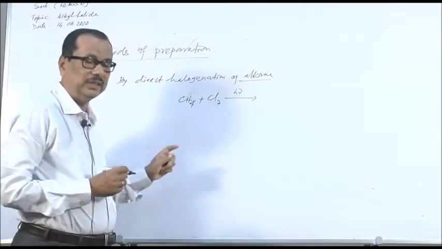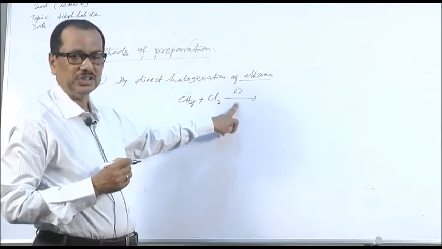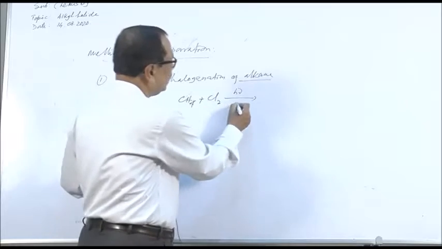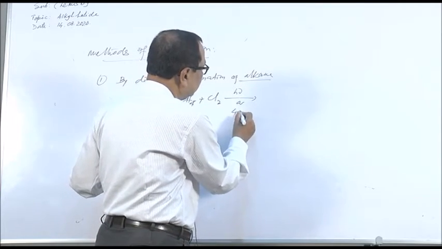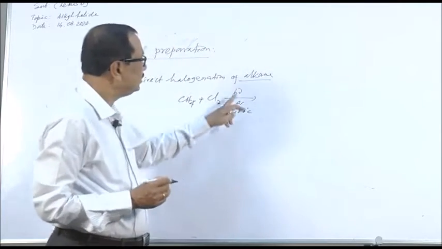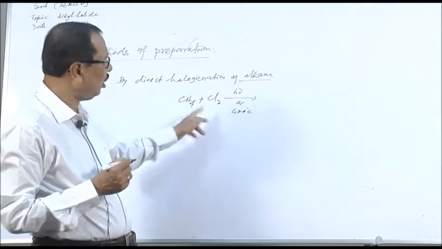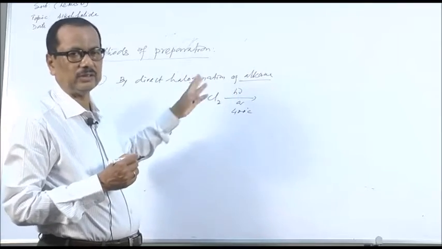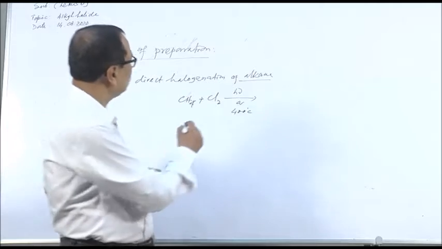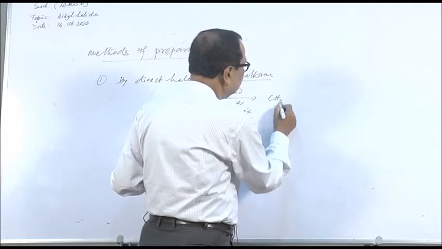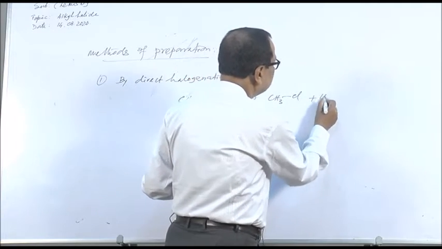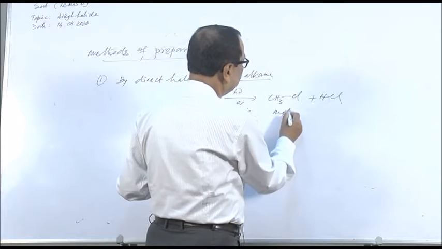Diffuse sunlight, usually we write it as hν, or otherwise you can say heat it to 400 degrees Celsius. This may be heated to 400 degrees Celsius, or in presence of diffuse sunlight, not in direct sunlight. There you can get CH3Cl plus HCl. So this is methyl chloride.